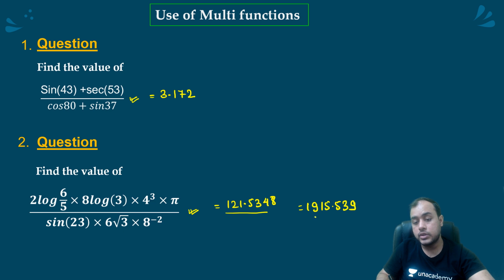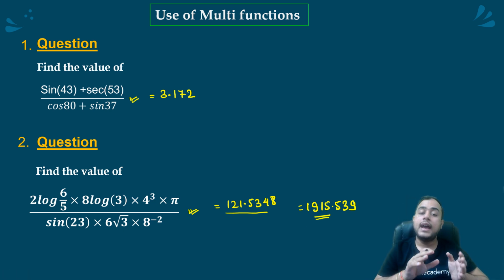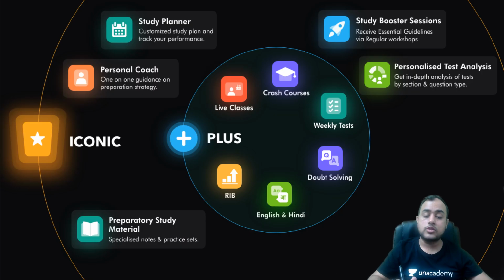1915.539. So you can do a lot of stuff by the use of brackets also, and a bit of common sense, like 8 to the power minus 2. I input it as 1 by 8 to the power 2. So guys, that way your calculation becomes really easy by the use of the virtual calculator, if you make right use of the bracket and the memory function. Okay, so that's all from this video.